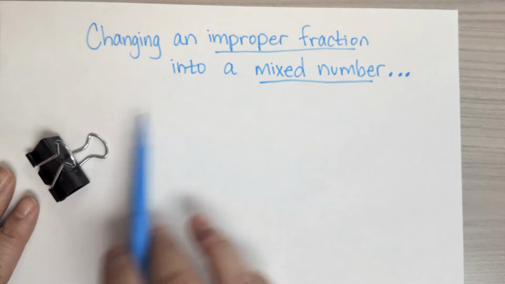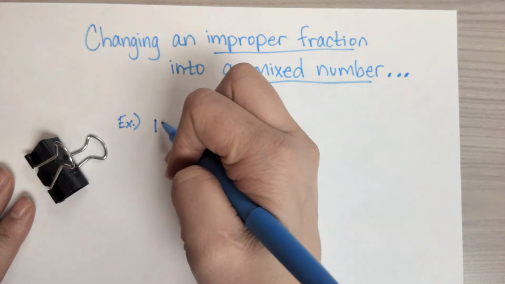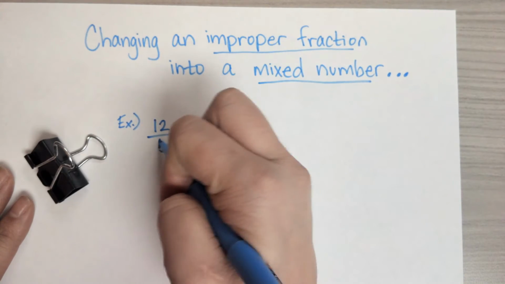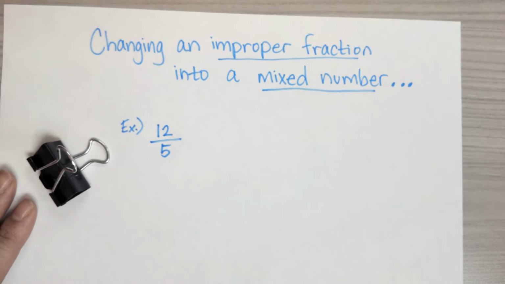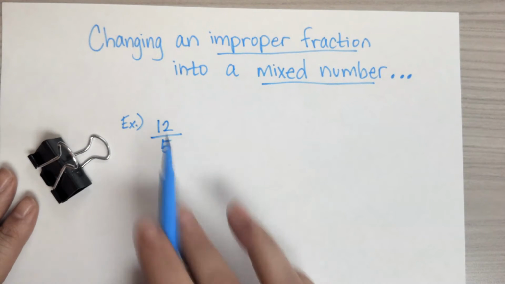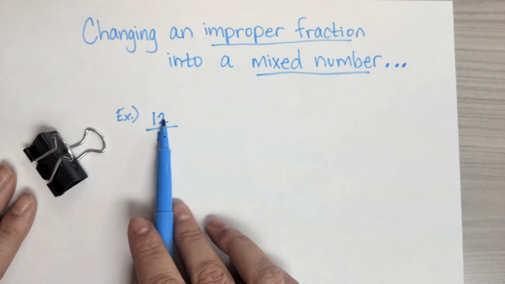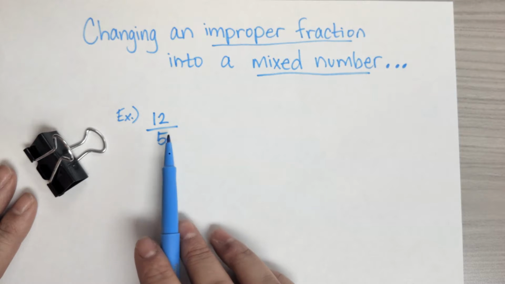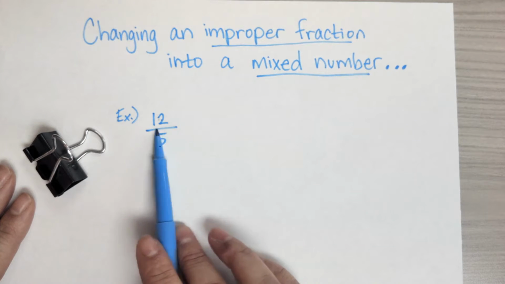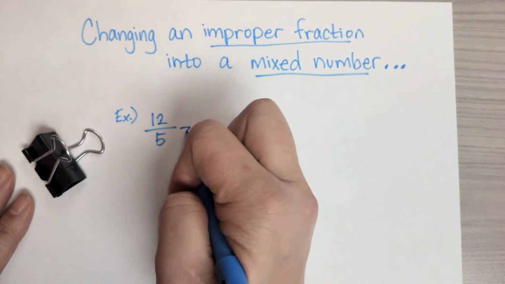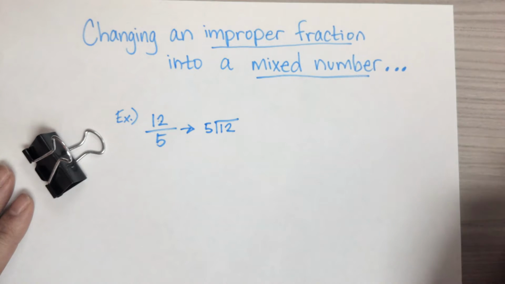Let's say the students did a problem, and their answer came out to 12/5. Again, this is improper: bigger number on top, smaller one on bottom. How in the world would we change that improper fraction into a mixed number? How we do it is we look at our fraction as a division problem. We read it as 12 divided by 5, and we set that up here, 12 divided by 5.